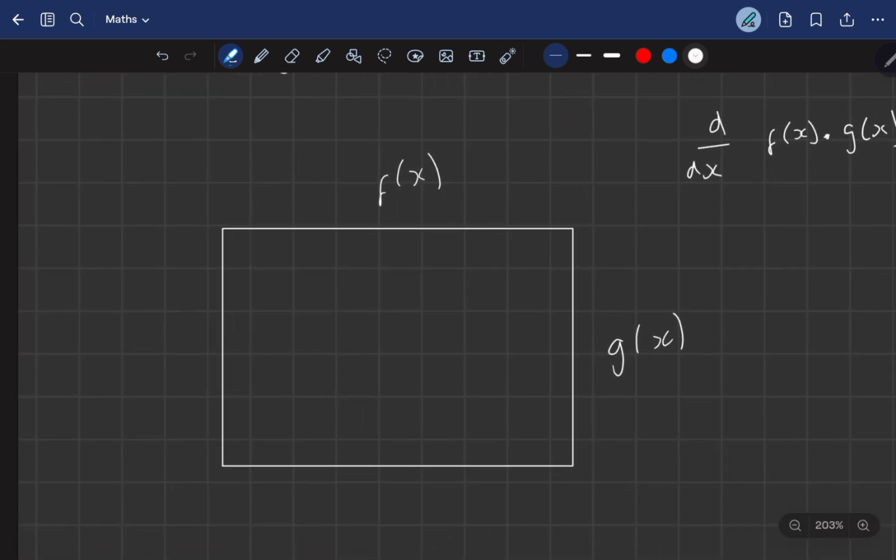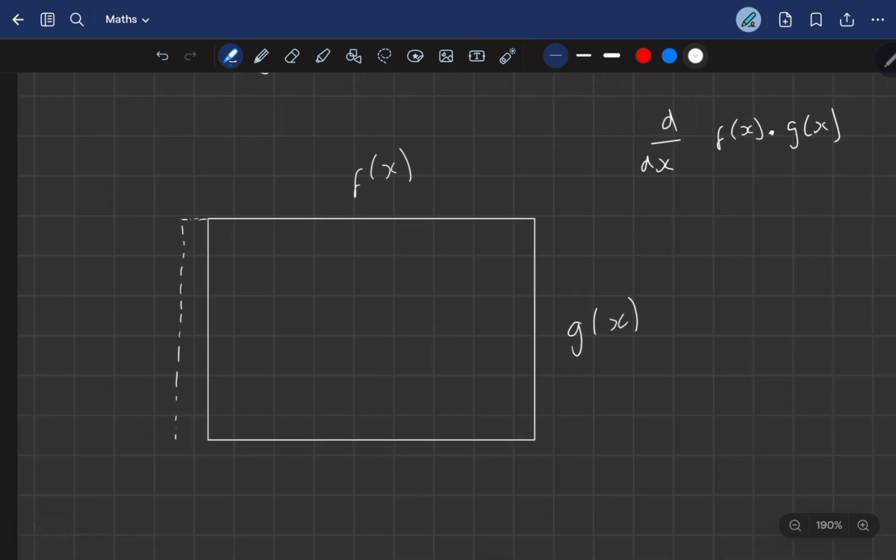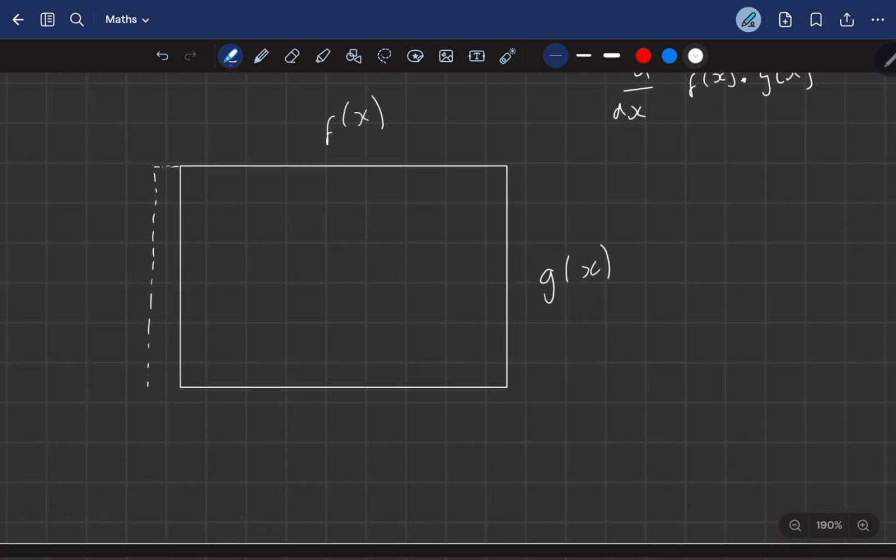I'm going to take a very slight nudge. So I've increased the width, because I've taken a slight nudge, and the slight nudge is d of x. Now I'm also going to take a slight nudge in x on this side as well, because remember, it is the change in total area. And since f of x is a function of x and g of x is also a function of x, the lengths of both sides increase. So it looks something like this.